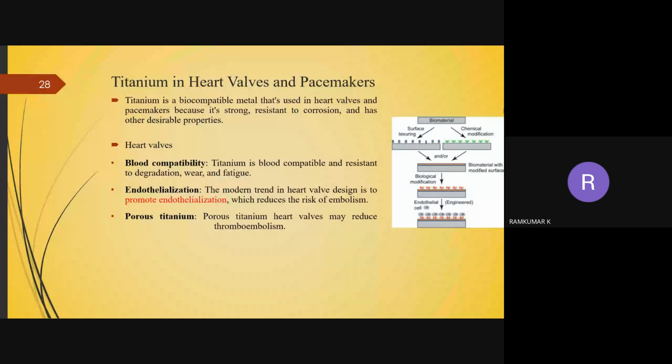endothelialization. In endothelialization, you can see the slide. First, the biomaterial will have a surface texture. After that, chemical modification takes place. When the biomaterial is modified, after that the biological modification should take place, so that it will reduce the risk of embolism. Embolism means the risk of having a blood clot in the walls. So this should be reduced.